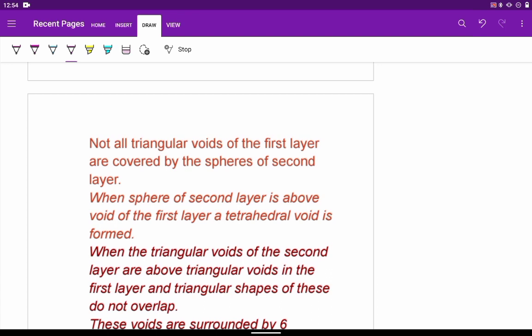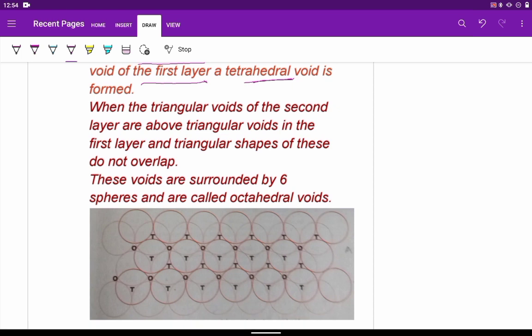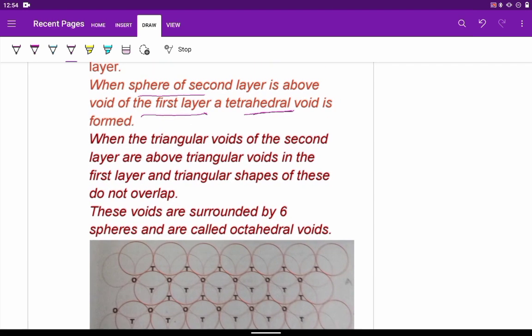Not all the triangular voids of the first layer are covered by spheres of the second layer. When a sphere of the second layer is above the void of the first layer, we get a tetrahedral void. You can see here wherever T is written, it is a tetrahedral void. So over the void of the first layer, there is a sphere. We get a tetrahedral void, which is written in this diagram as T.